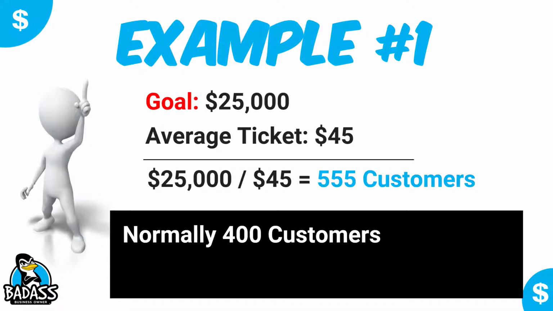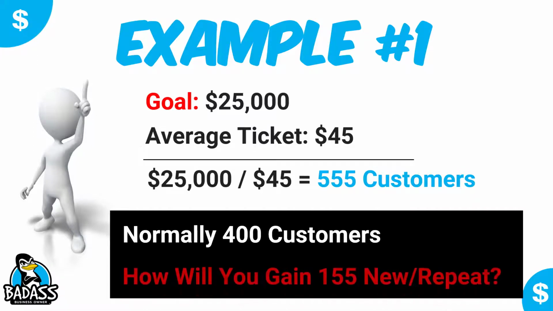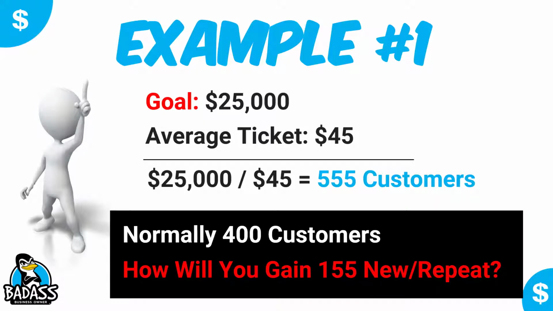Now, if you normally have 400 customers, well, now you've got a problem because now you have to figure out how you're going to come up with 155 new or repeat customers. So you can see by using the average ticket and seeing what your new goal is, you can work backwards and figure out how many new customers or repeat customers you need to come up with.